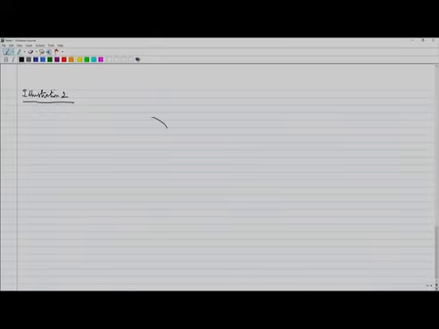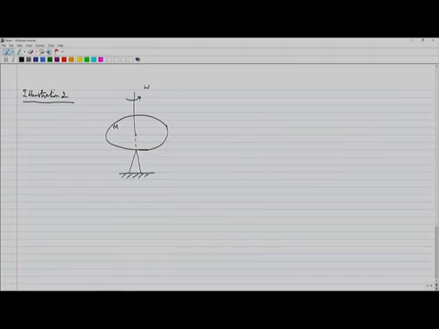The situation is like this. I have a circular disc. Okay, this circular disc has got an axis, and it is pivoted. So the disc can rotate about this axis. The mass of the entire disc is M, and R is the radius. The center we will call C.